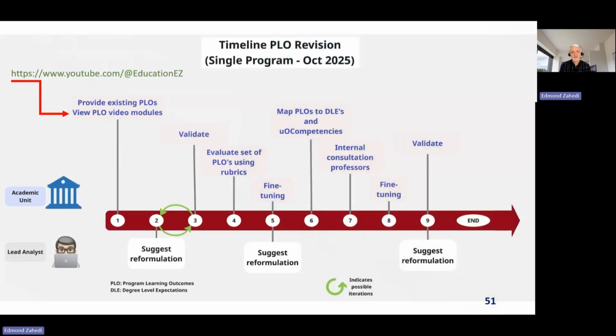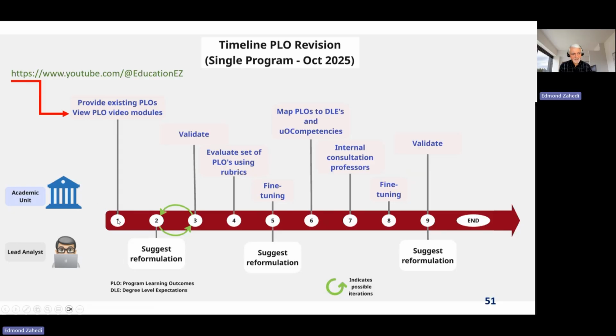The process is shown here. I'm going to go very slowly. Please do not hesitate to interrupt me and ask questions right now, because this is the core of what we are going to do in the next few weeks. This arrow represents time. Anything below this arrow is the work of the lead analyst, me in this occurrence, and anything above is the academic unit.